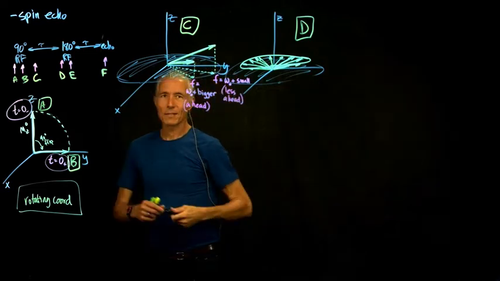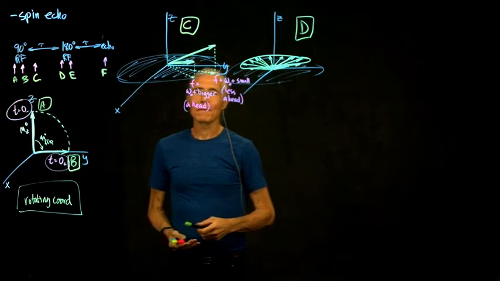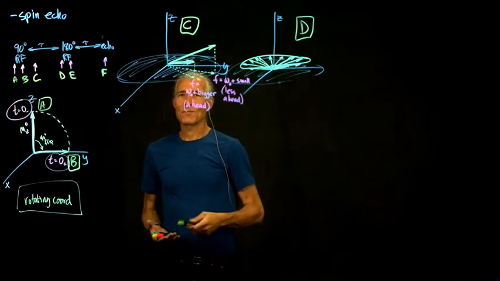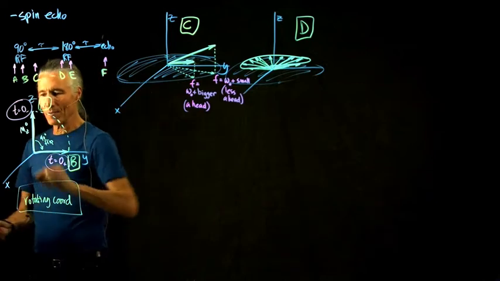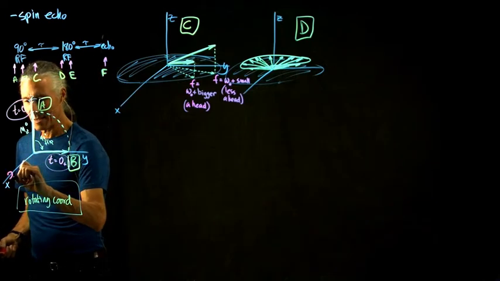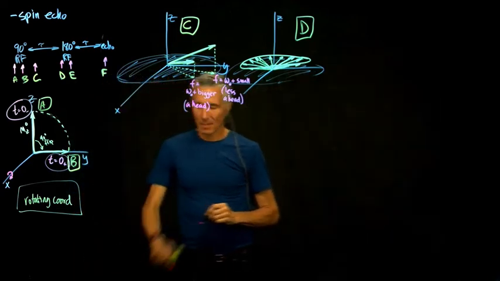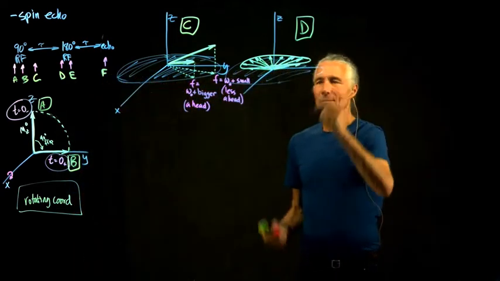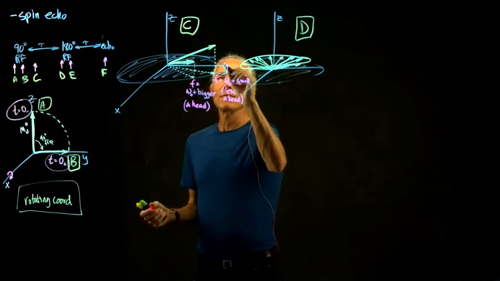So what if we did it in this state? Let's sort of think about what's going on. So in this case, what did we do? We flipped around the x-axis, okay? In this case, what we're going to do is flip around the y-axis.